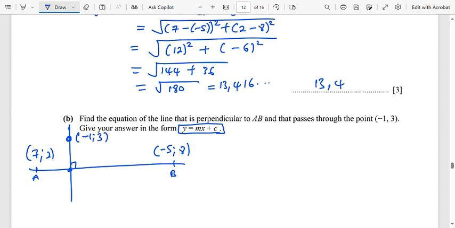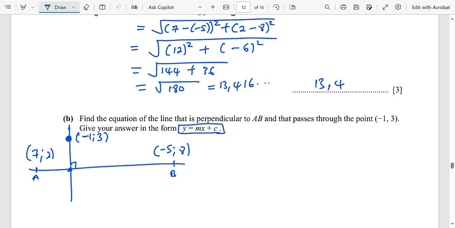Now, this is the line that we need to look for its equation. Then we need to remember that for you to find the equation of a line, you just need the gradient, and you also need a point that this line passes through. So the line that we are looking for, which is perpendicular to AB, has got a point that it passes through, which is -1, 3.